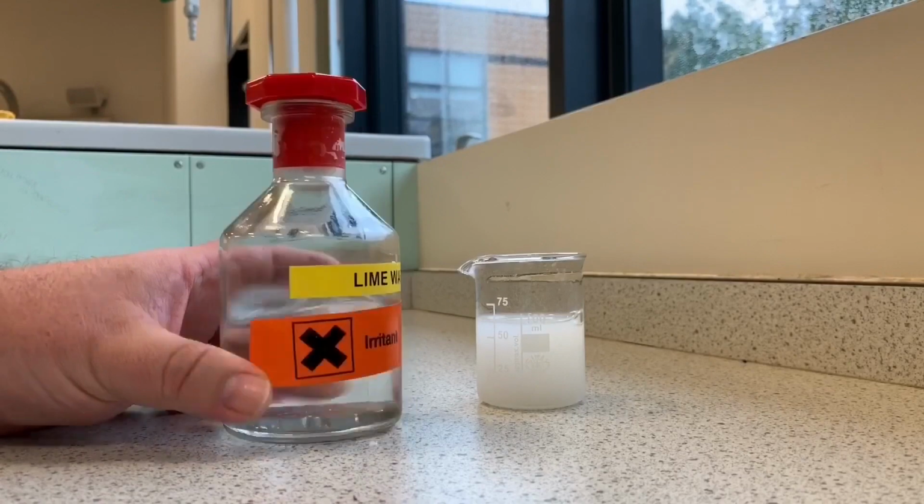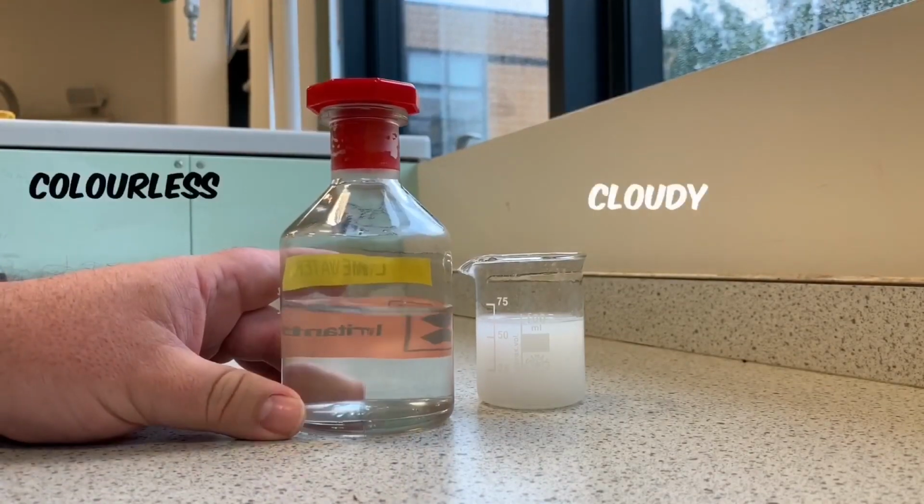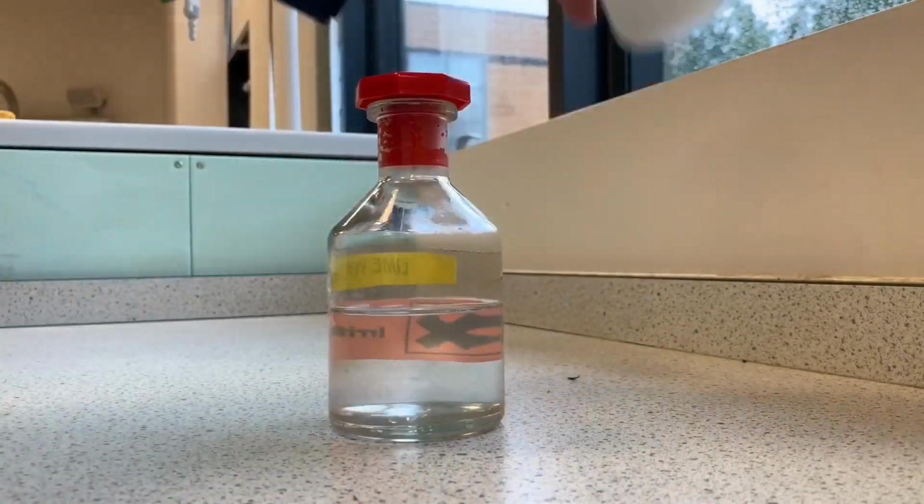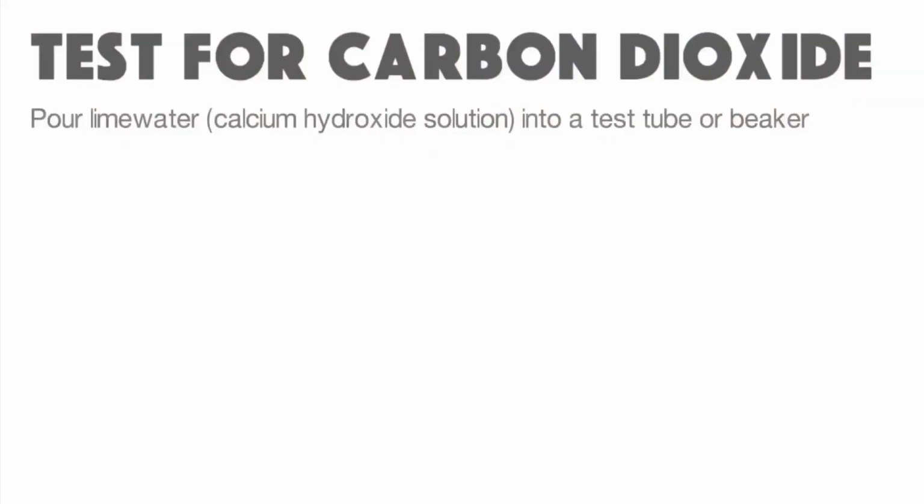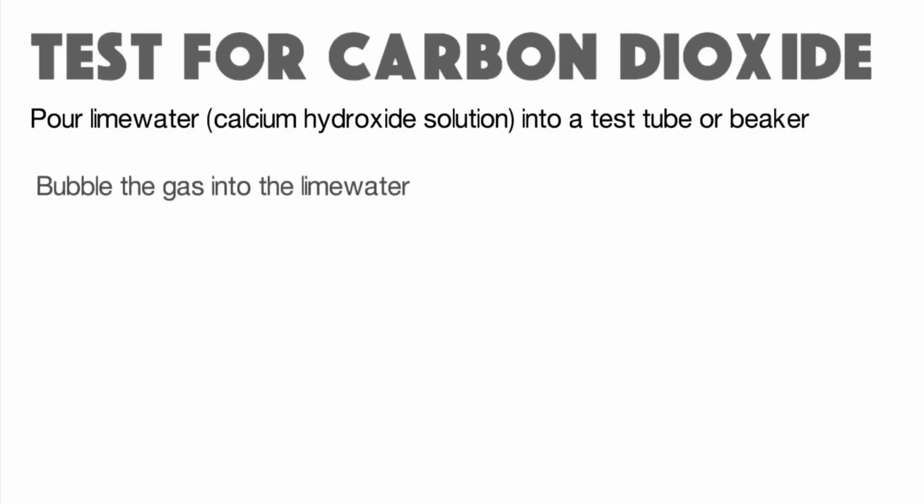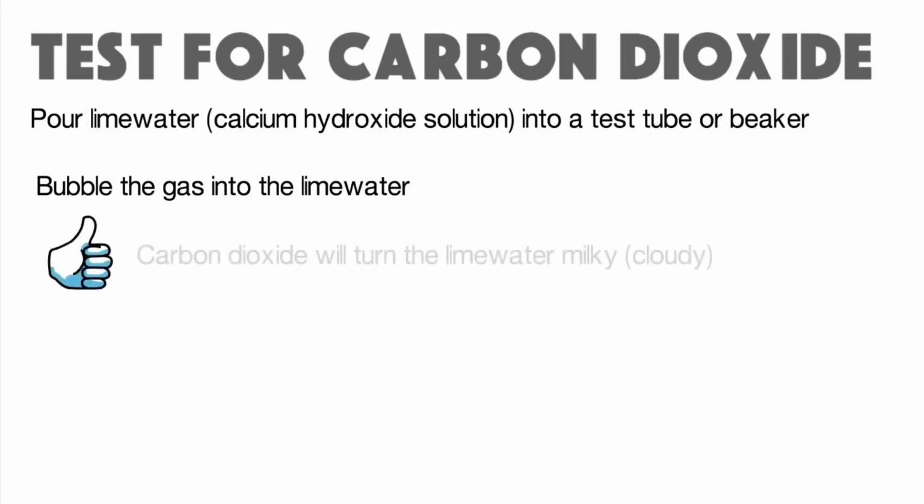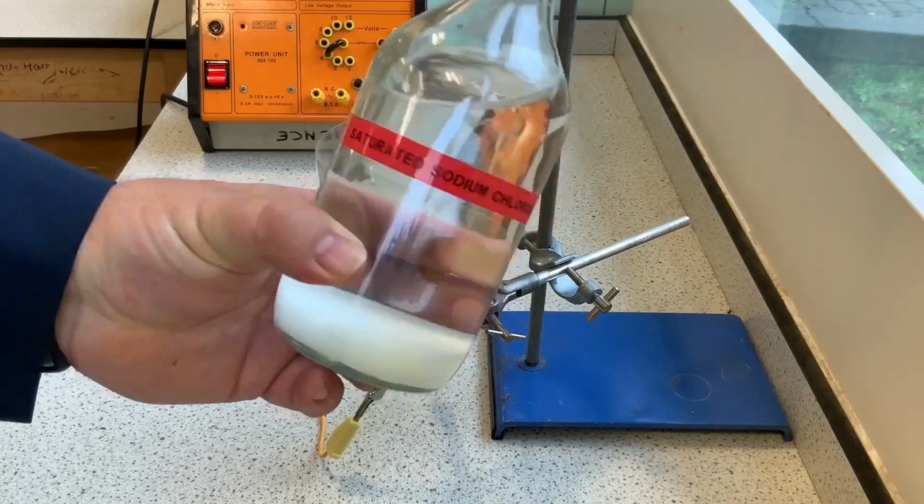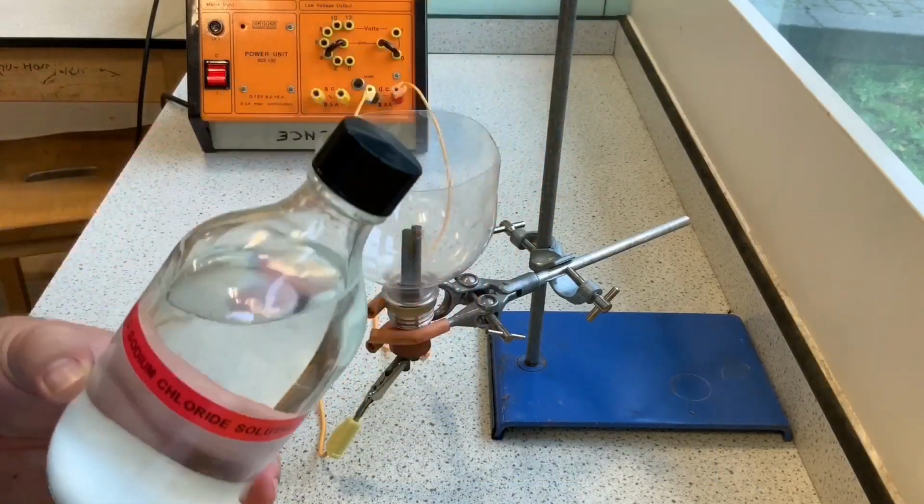So just to compare, here we have lime water, which is colourless. If we bubble carbon dioxide through, it forms a cloudy precipitate. So to summarise, we pour lime water into a test tube or beaker and we bubble the gas into the lime water. And the positive test for carbon dioxide is it will turn the lime water, which is colourless, into a milky cloudy colour. Here we now have the test for chlorine gas, and we're going to do some electrolysis.